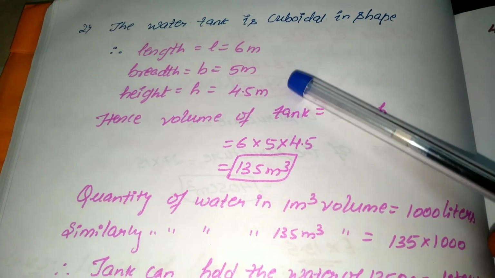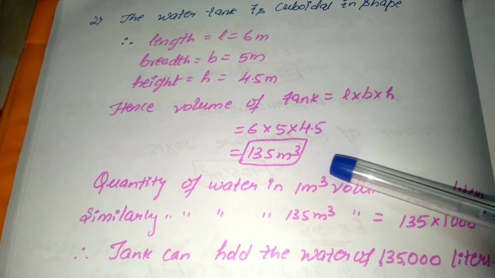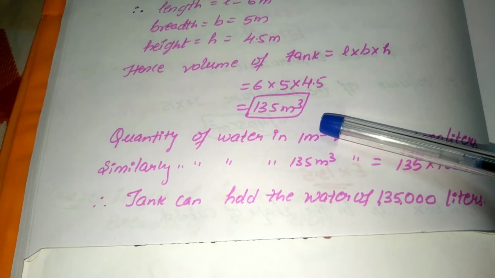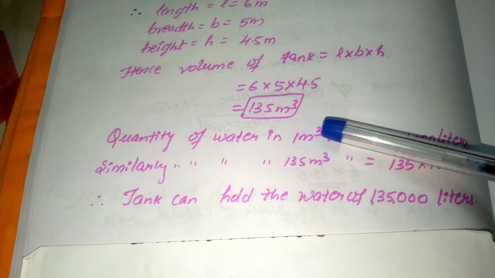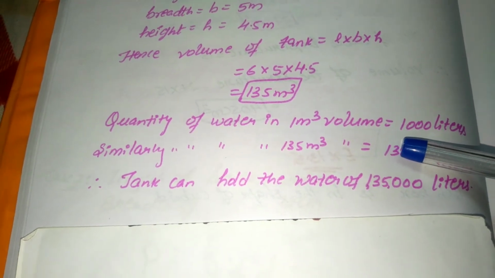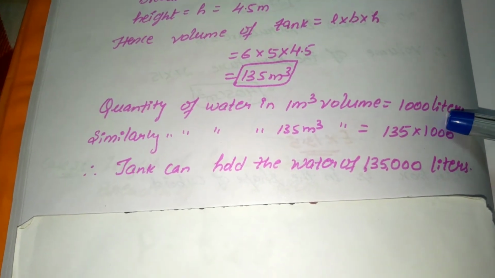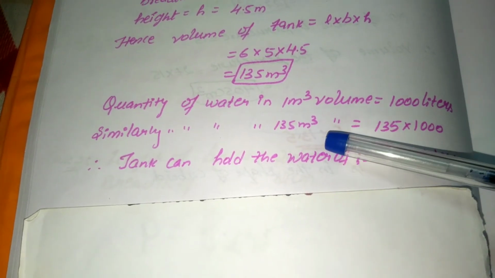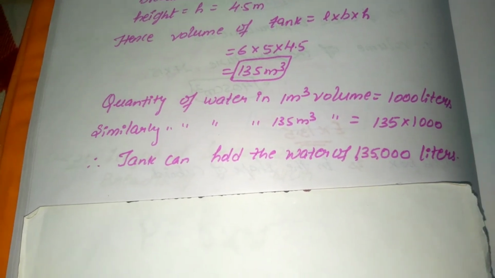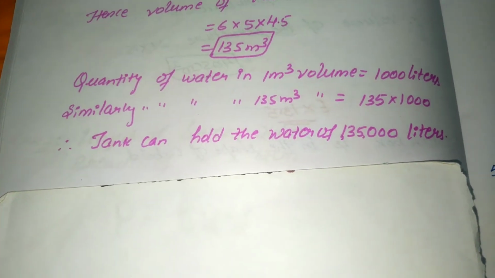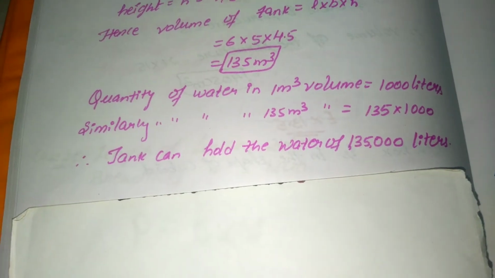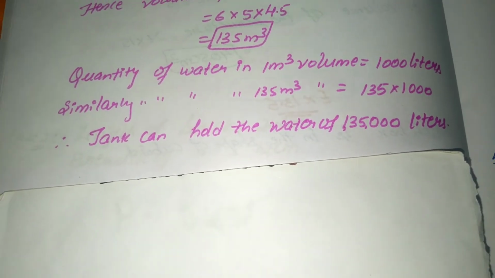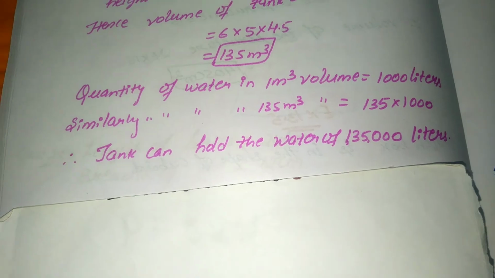As per your question, I have written length, breadth and height, and I have found out the volume by multiplying L into B into H. So my volume I have got as 135 meter cube. Now as per the formula, I have written 1 meter cube as 1000 liters. Now for 135 meter cube, how many liters will you get in the water tank? So multiply the whole answer with 1000. So you will get the water in the water tank as 135,000 liters.